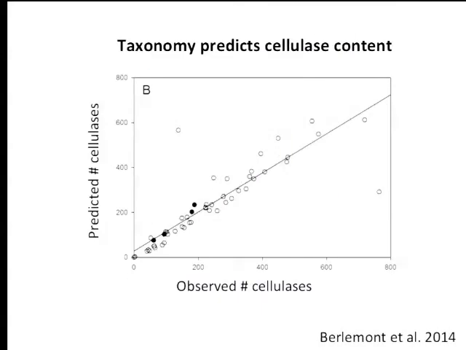You can go back and look at the number of observed cellulases in a metagenome, and compare that to what you would have predicted based on the taxonomy, and it's a very close line. These black points here are separate samples that we used to test this relationship independently, and they fit very well on this line. So all of this is to say that we think the taxonomic composition of our communities tells us something about glycoside hydrolase content in our communities.